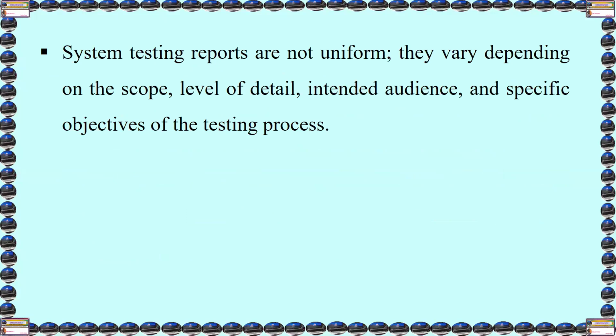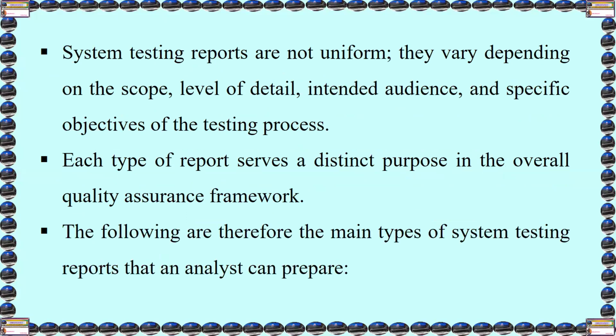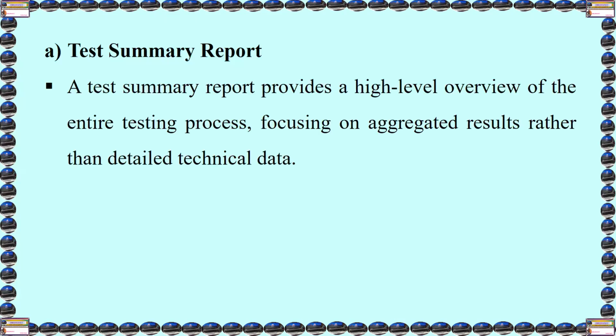System testing reports are not uniform. They vary depending on the scope, level of detail, intended audience, and the specific objectives of the testing process. Each type of report serves a distinctive purpose in the overall quality assurance framework. The following are therefore the main types of system testing reports that an analyst can prepare. Number one is the test summary report.